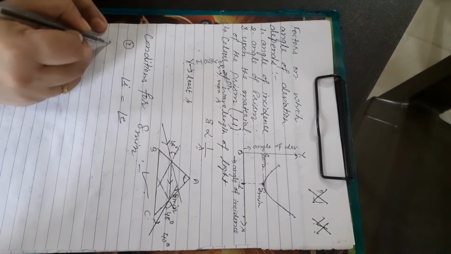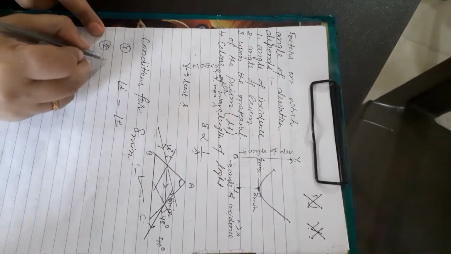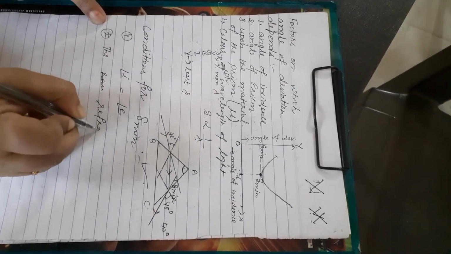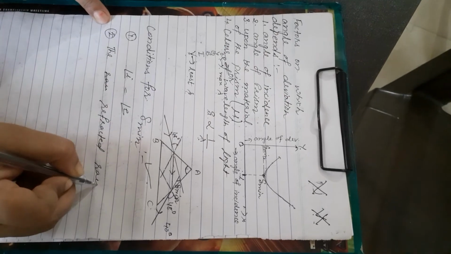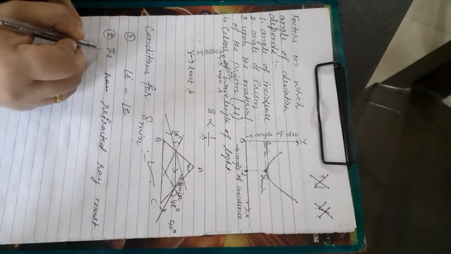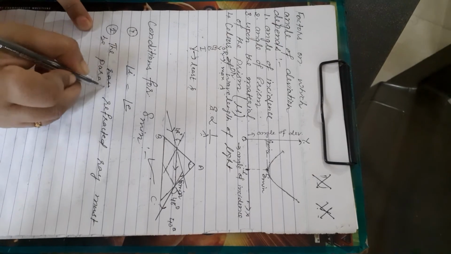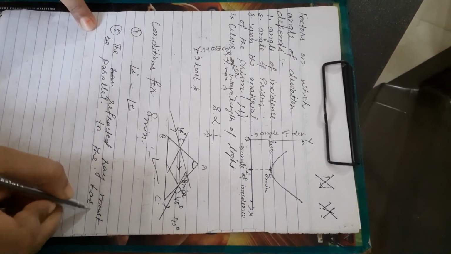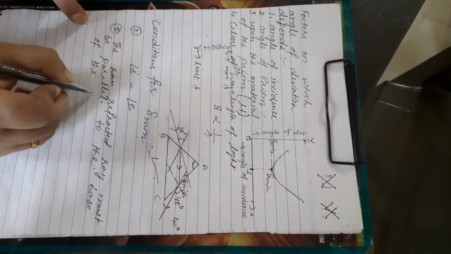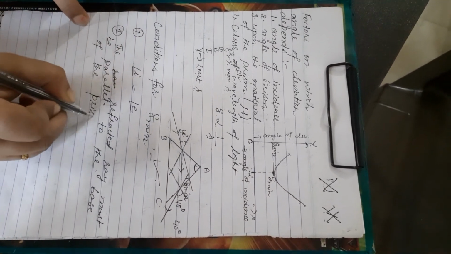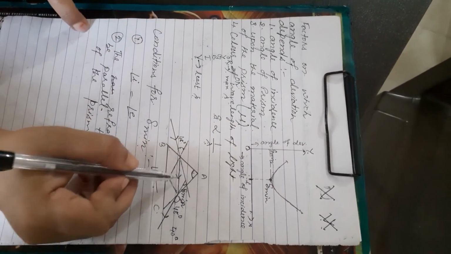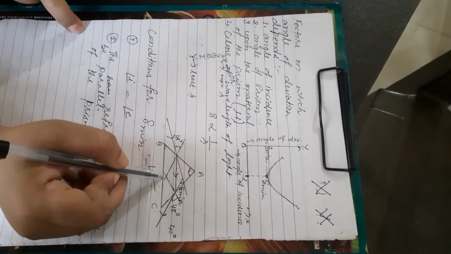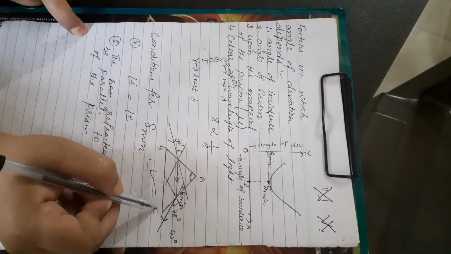Second condition is that the refracted ray must be parallel to the base of the prism. Refracted ray will be parallel to the base of the prism. You have to draw these two lines, this refracted ray parallel to BC.